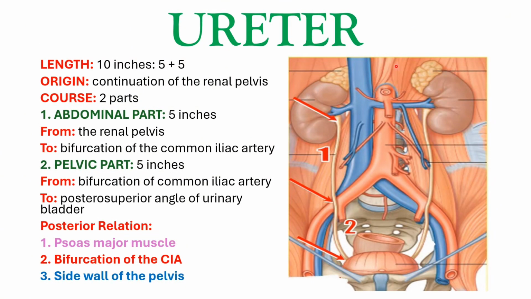Okay, so this is the ureter. Just a brief overview of the structures here. This is the right kidney, this is the left kidney, this is the right suprarenal gland, this is the left suprarenal gland. This big vessel you see here is the inferior vena cava. Then this vessel you see here is the abdominal aorta.